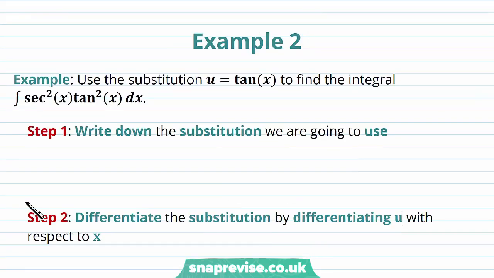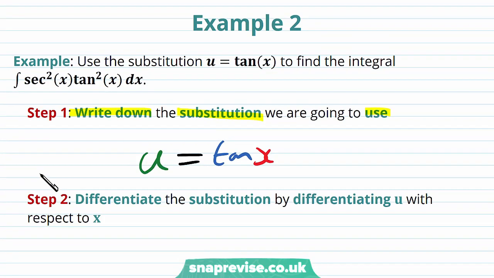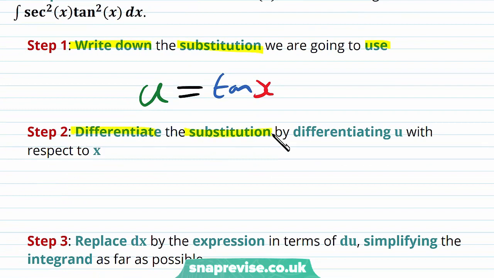Our second example asked us to use the substitution u equals tan x to find the integral of sec squared of x multiplied by tan squared of x dx. Our first step is to write down the substitution we're going to use. We've been given the substitution u is equal to tan x. Now, we could reason why this is a good substitution. It is because, in fact, sec squared is the derivative of tan x, and we'll see why this is useful in a moment. Our second step is to differentiate the substitution by differentiating u with respect to x.